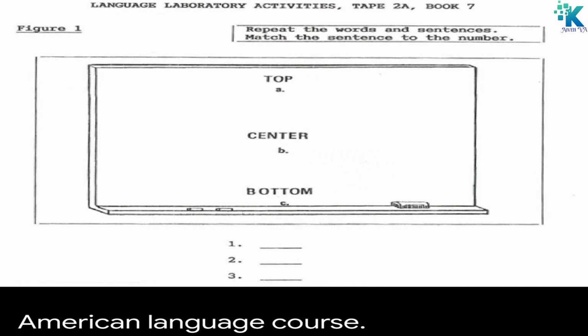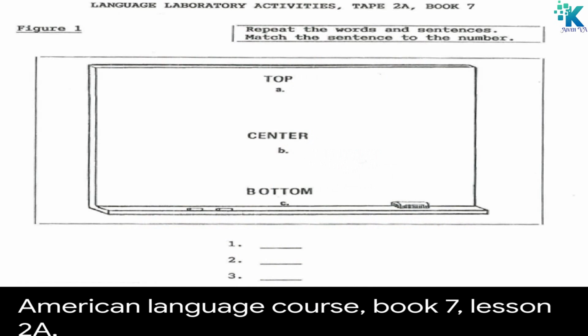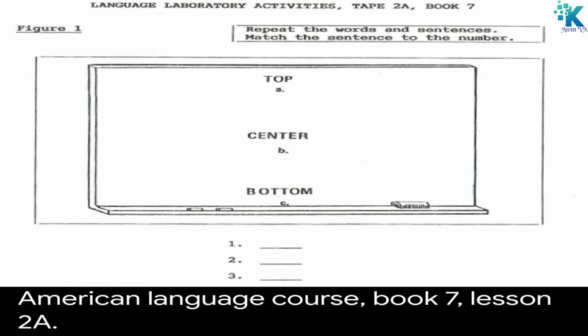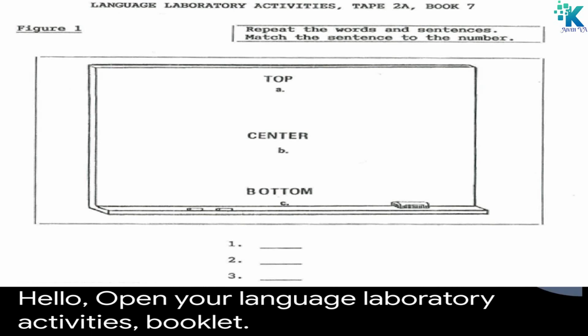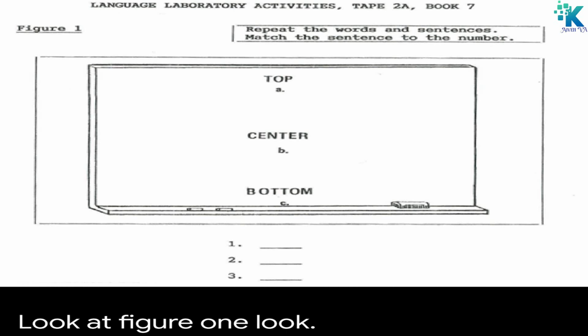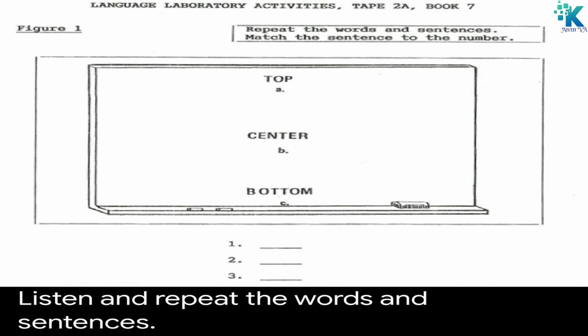American Language Course, Book 7, Lesson 2A. Hello. Open your Language Laboratory Activities booklet to Lesson 2A. Look at Figure 1. Look at the picture. Listen and repeat the words and sentences.